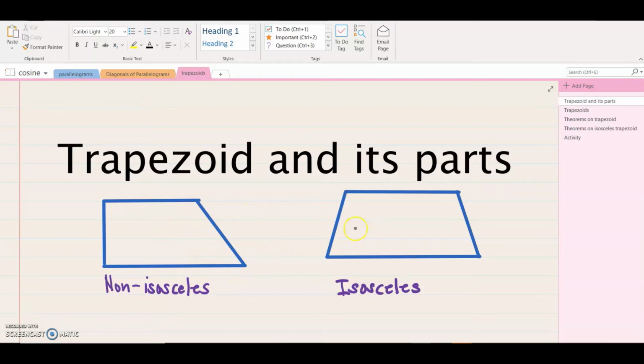So, there are two types of trapezoid. We have the non-isosceles and the other one is isosceles. The difference between the two is that on this side of the trapezoid, for non-isosceles, they are not equal. Unlike in an isosceles trapezoid, these sides are equal or therefore congruent. So that's the difference between the non-isosceles and isosceles.